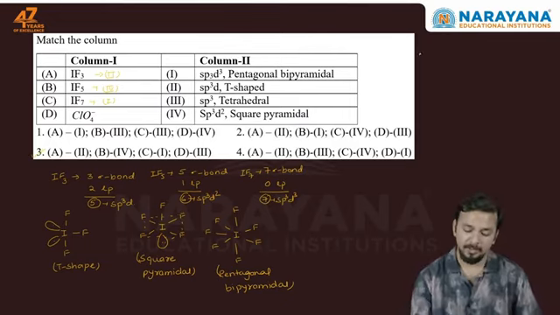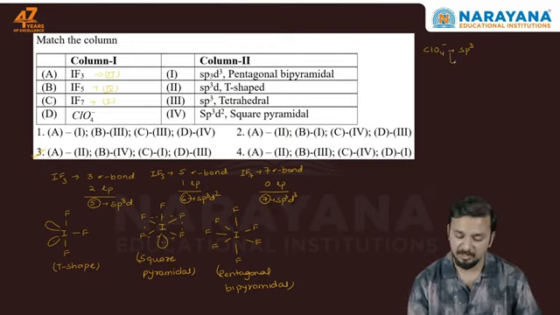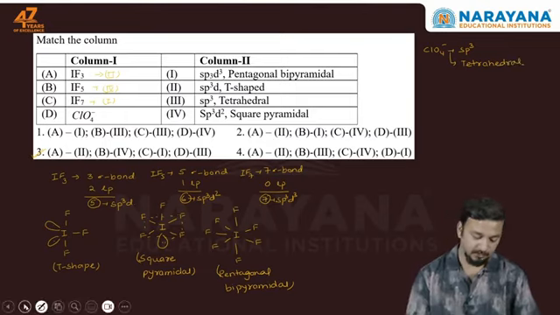And ClO4 minus, if you see, ClO4 minus will have sp3 hybridization. If hybridization is sp3, so geometry of the molecule will be tetrahedral. So the answer for this question is option 3. Let's move to the next question.